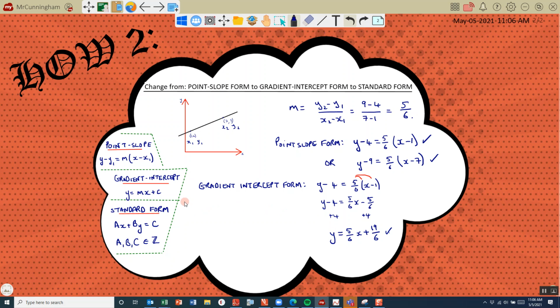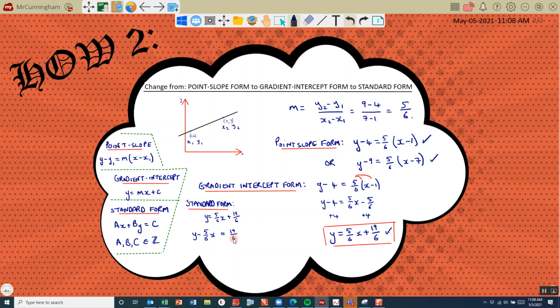Final thing I need to do is my standard form. So for standard form, I need to have my x's and y's on the same side. So to do that, I'm going to subtract 5 over 6 x from both sides. So I get y, subtract 5 over 6 x, and that equals, on the right hand side, I'm just left with 19 over 6. We said we needed to have A, B, and C, so the numbers in front of the x and y's and the other number, they all have to be whole numbers, okay? They have to be integers.